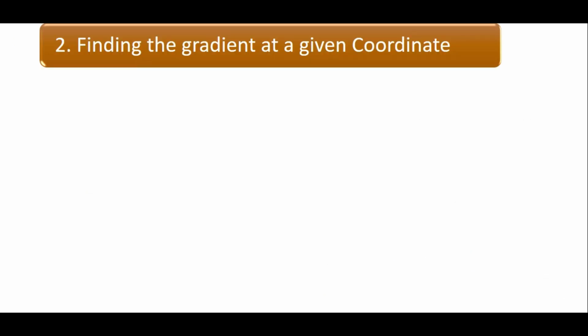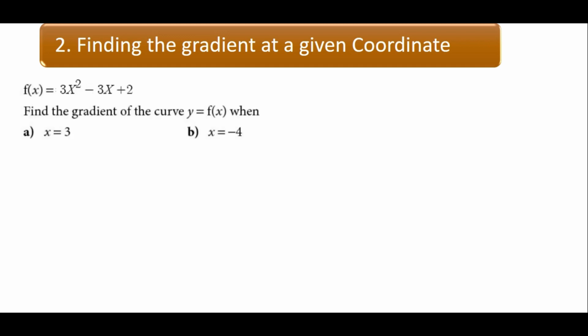The second part is finding the gradient at a given coordinate. Now here is a question where f of x is equal to 3x squared minus 3x plus 2. Find the gradient of the curve y equals f of x when x is equal to 3 and when x is equal to minus 4. So what does it mean?